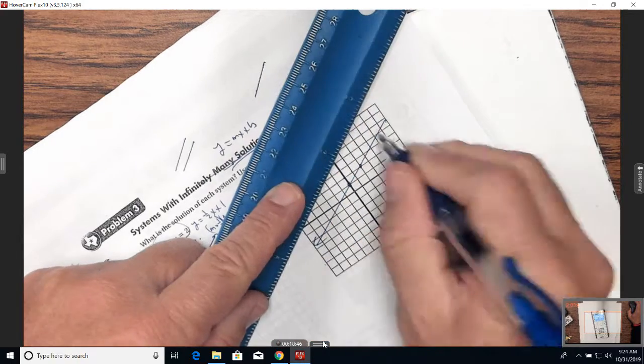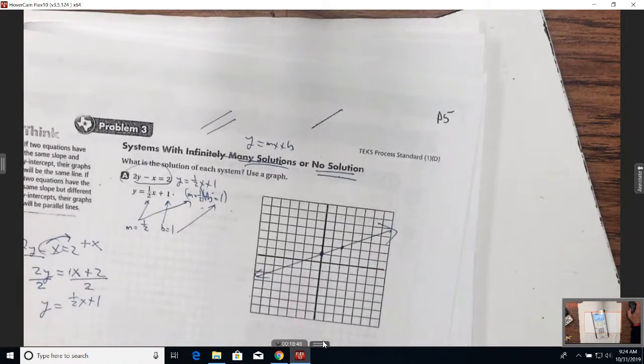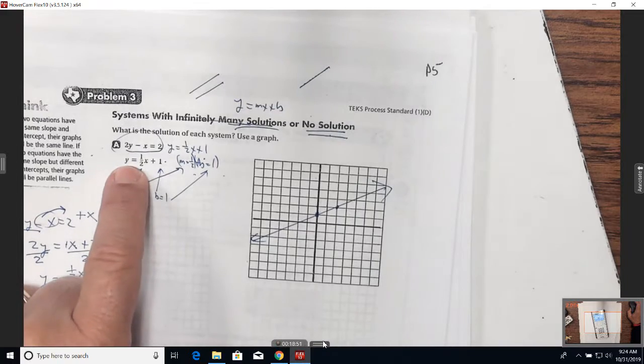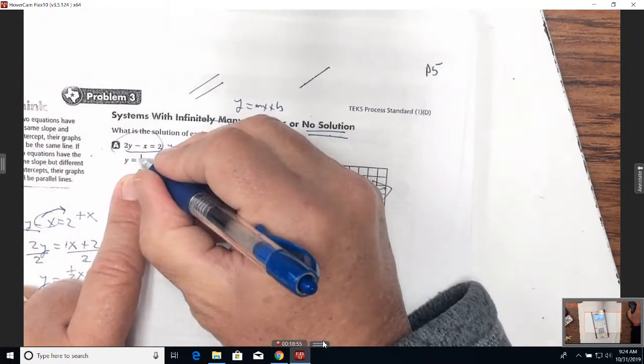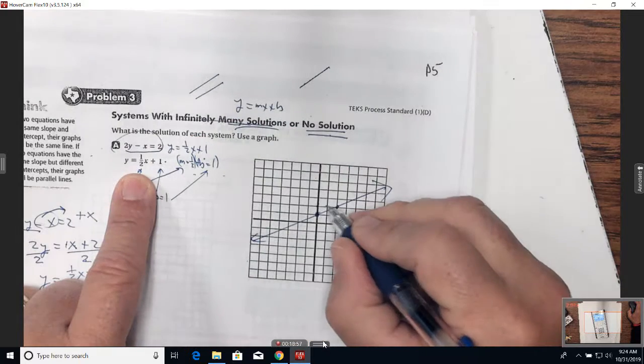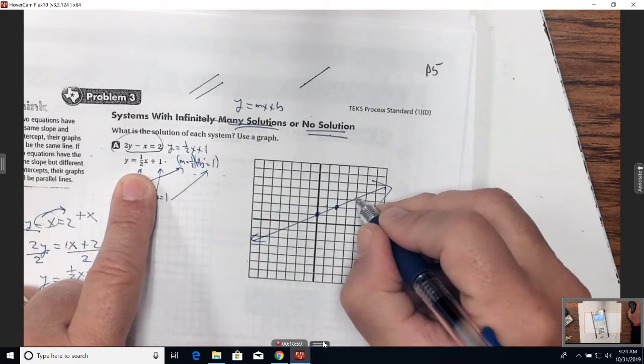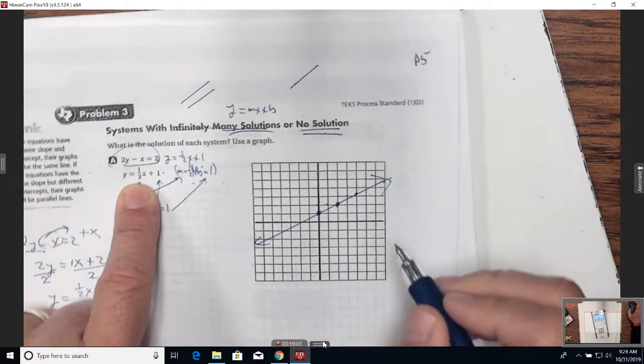Do that in your notes. And then let's graph the second one. Here's the second one. It has a y-intercept of 1 and its slope is what? 1/2. So I rise up 1, run to the right 2. It's the same line. It falls right on top of it.